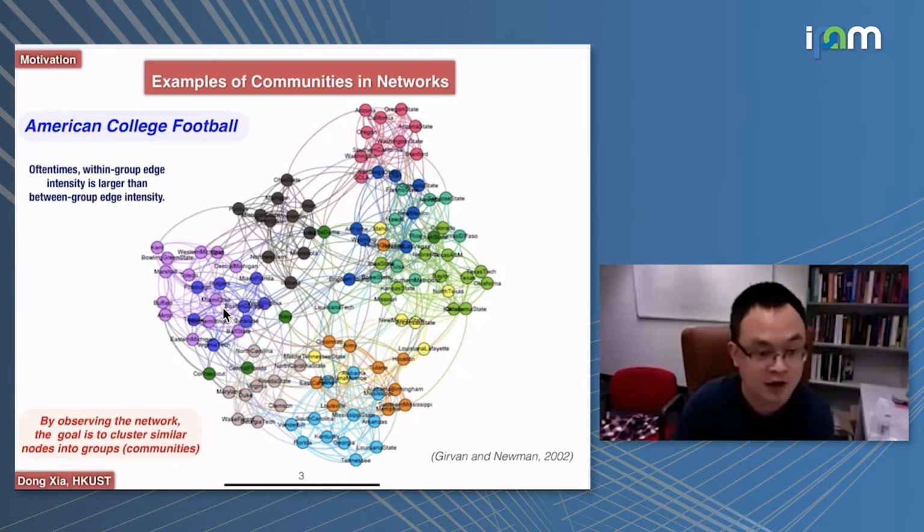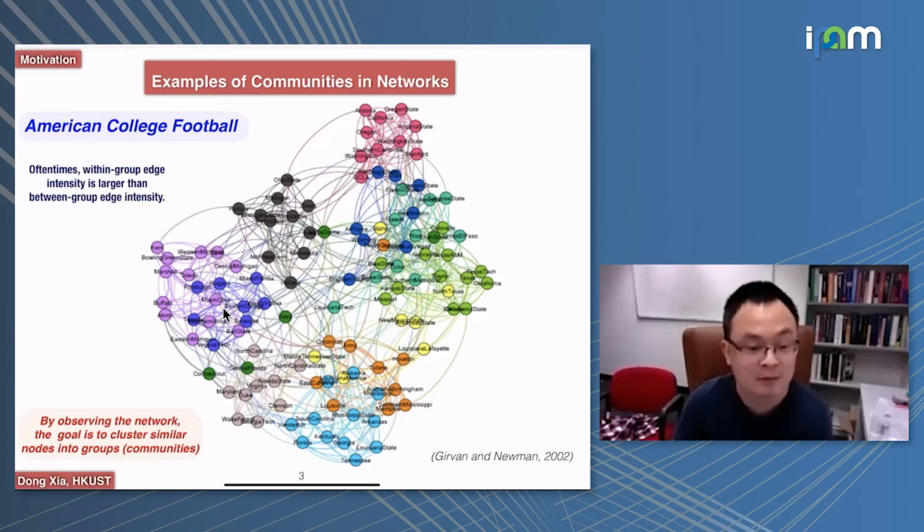However, I have to mention that in many real applications, what we observe are only these vertices and these edges, and we have no idea which vertices belong to the same group or community. Our goal is to cluster these vertices into different communities. So this is a typical example of a community structure in networks.